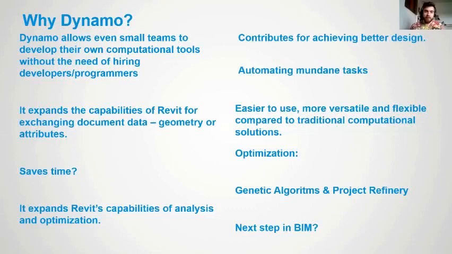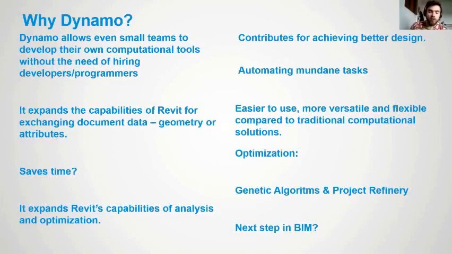It expands the capabilities of Revit for exchanging document data, geometry, or attributes. Attributes are pretty much parameters in Revit. Or if you've worked with GIS data, you know that GIS data also has attributes, heights of buildings, types of buildings, etc. Saves time, but more importantly, it allows for better informed design. It expands Revit's capabilities of analysis and optimization.